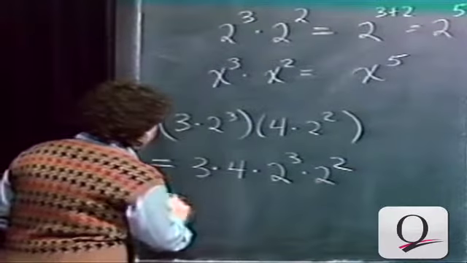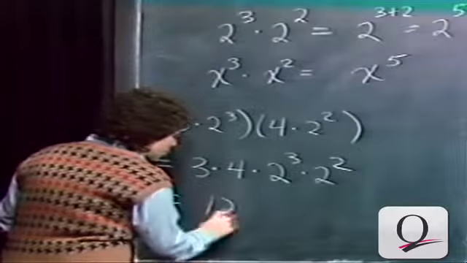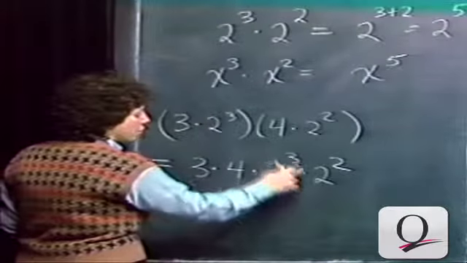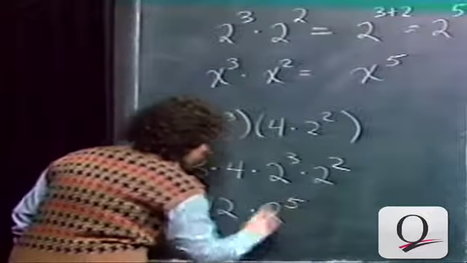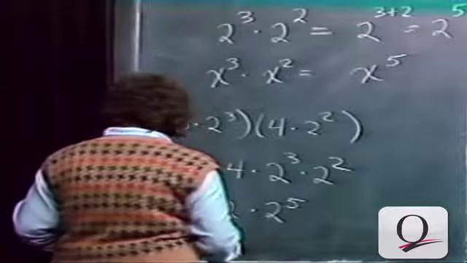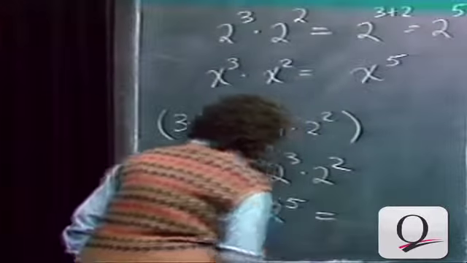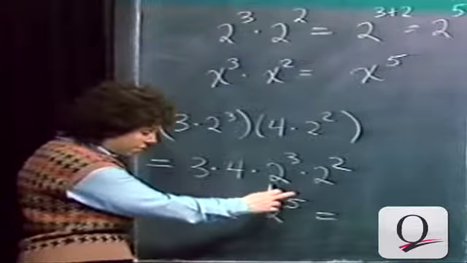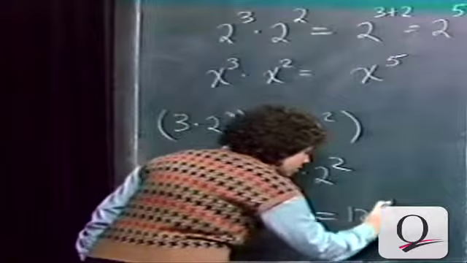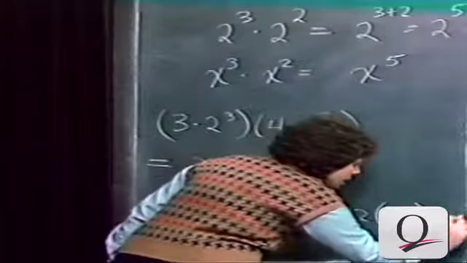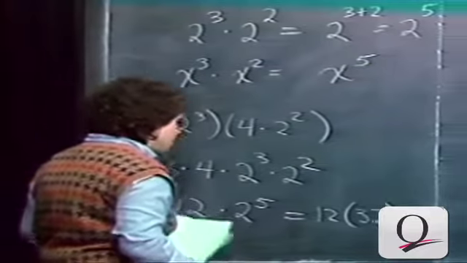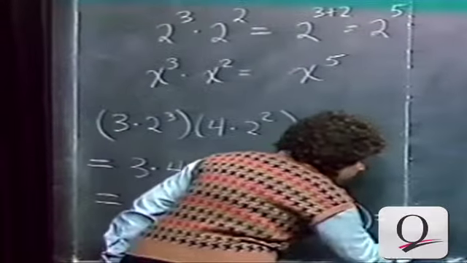giving me 3 times 4, that's 12. 2 cubed times 2 squared, we've seen already, is 2 to the 5th power. So 12 times 2 to the 5th power, which is, by the way, not 24 to the 5th power. It's 12 times 2 to the 5th power. 2 to the 5th power is 32. And 12 times 32 is 384.